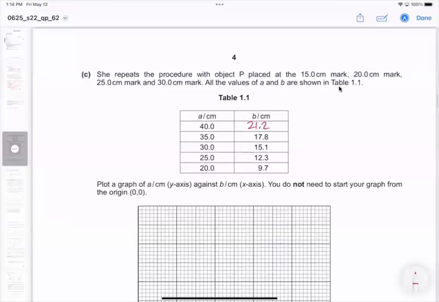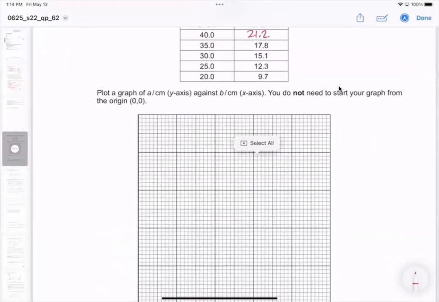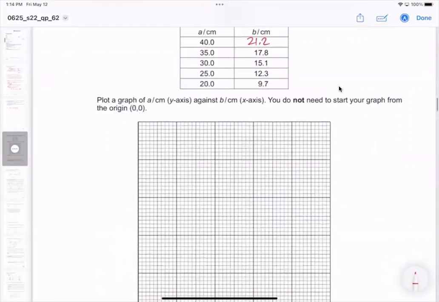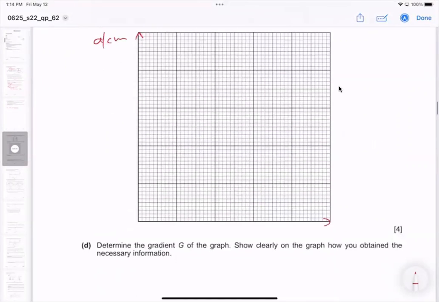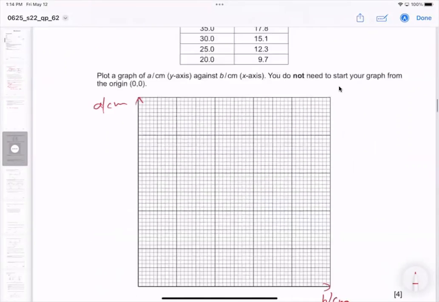She repeats the procedure with object P placed at the 15 centimeter mark, 20 centimeter mark, 25 centimeter, and so on. All the values of A and B are shown in table 1.1. We have all the values of A and B. Plot a graph of A in centimeter on the y-axis, and B in centimeter on the x-axis.